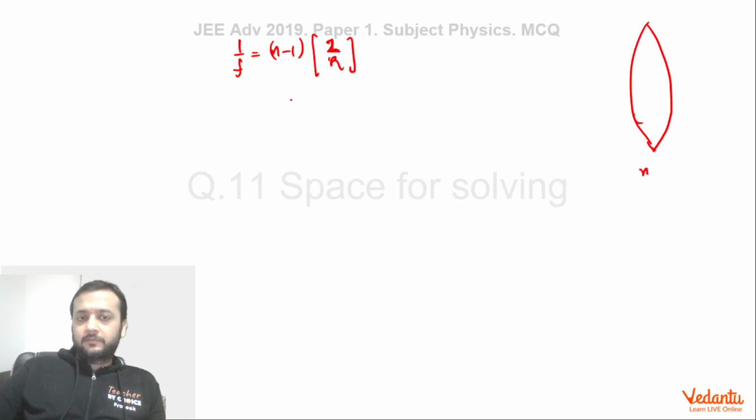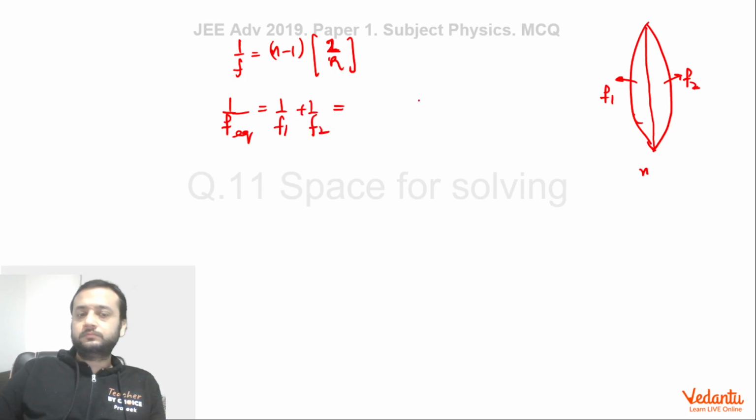Now, if the second half is actually made up of n plus delta n, then we can treat it as a combination of two lenses, where the first lens has focal length f1 and the second lens has focal length f2. So in this case, 1 by f equivalent will be 1 by f1 plus 1 by f2, right? Now what will be the value of f1?